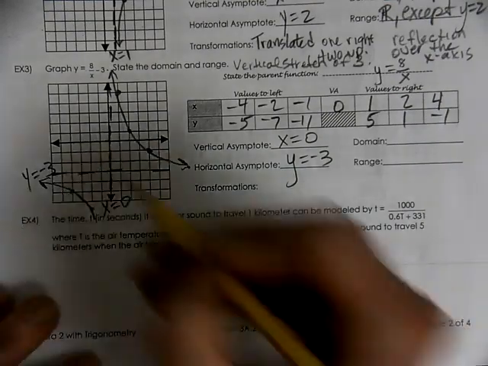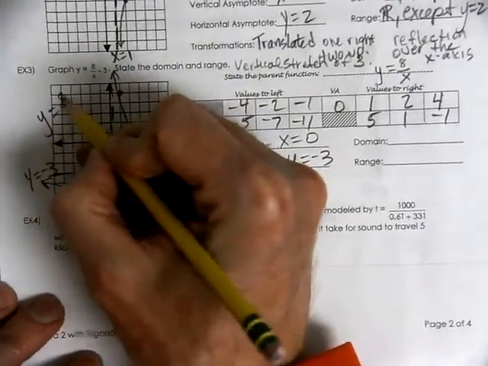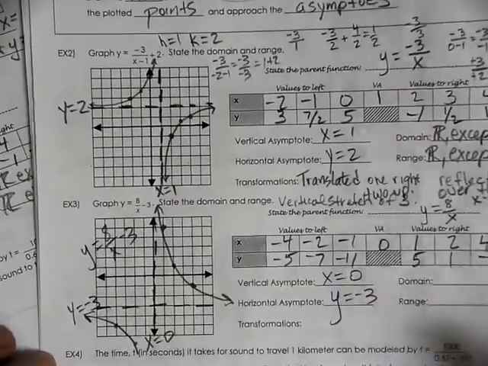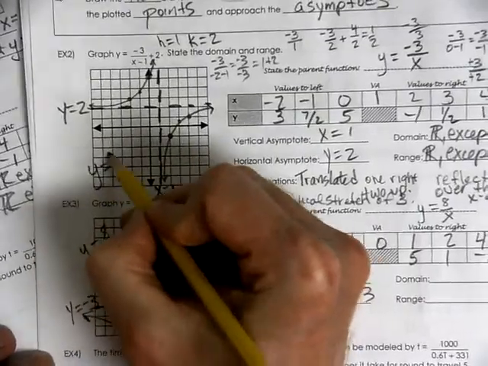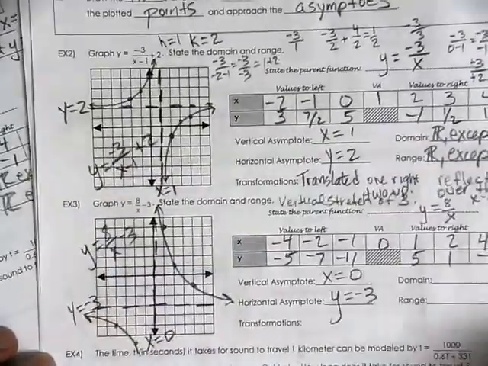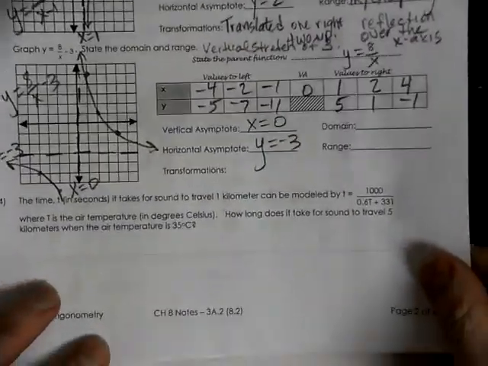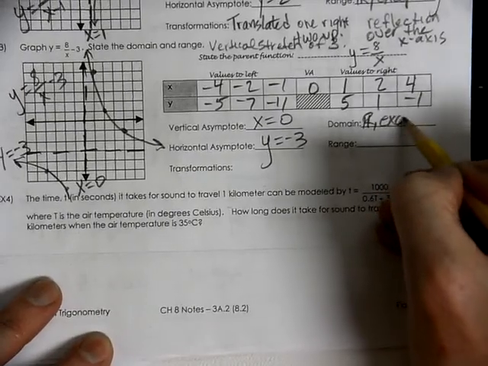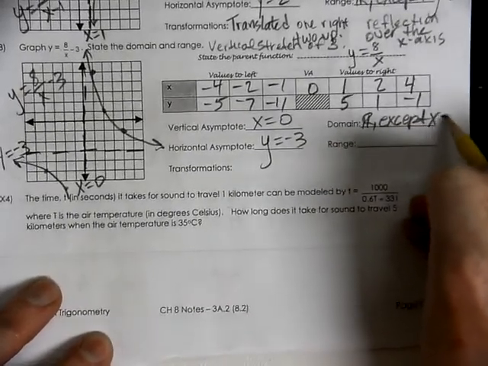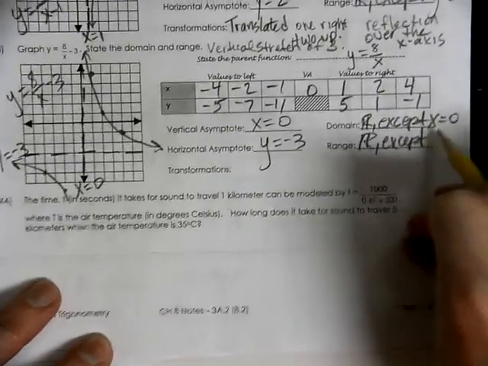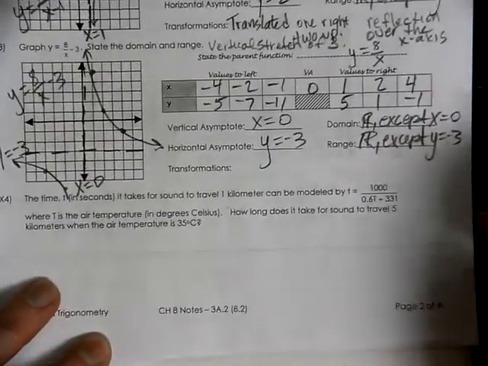We should always write our equation. y equals 8 over x minus 3. And on this higher one up here, we should write y equals negative 3 over x minus 1 plus 2. Our domain is all real numbers except x equals 0, and our range was all real numbers except y equals negative 3.